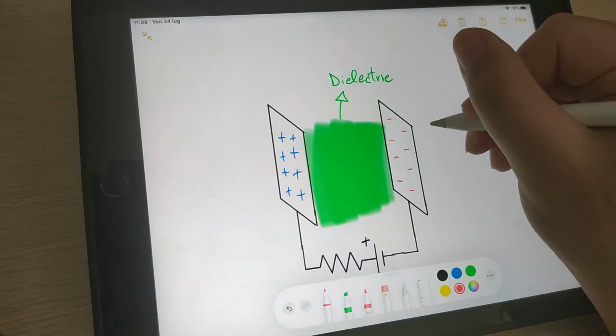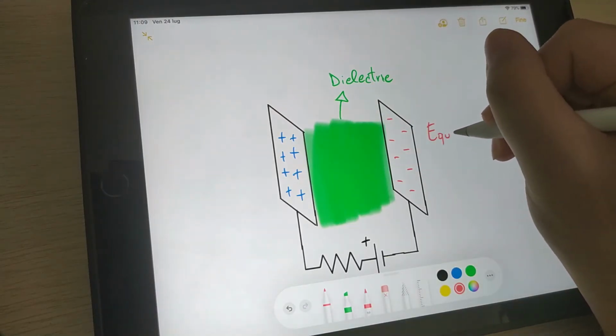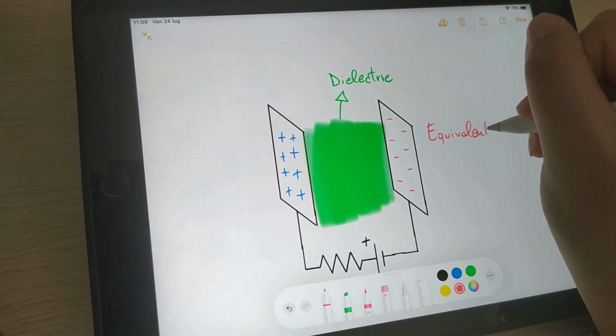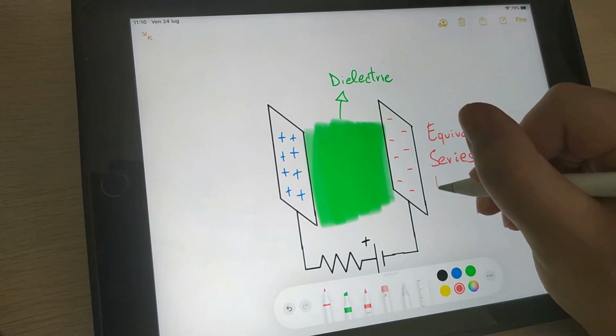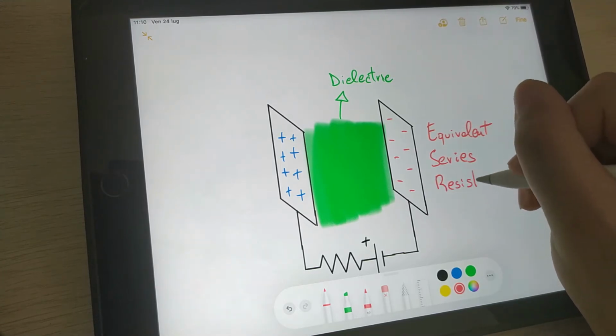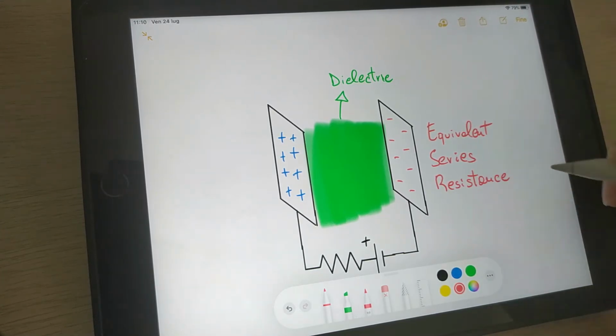We can conclude this theory overview by observing that in some cases it's useful to consider the equivalent series resistance of a capacitor, also called ESR, but this is an advanced topic that we can discuss in the future.